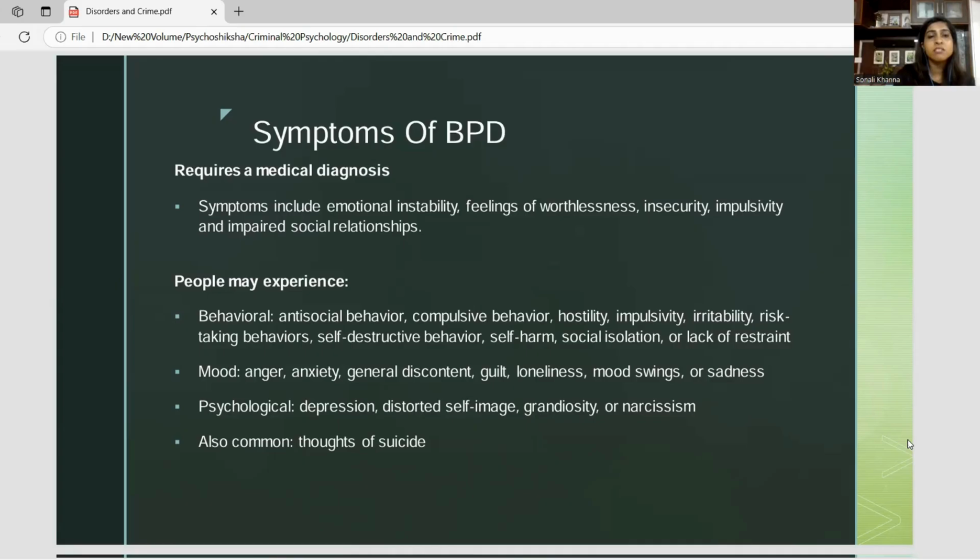People may experience behavioral symptoms, for example antisocial behavior, compulsive behavior, hostility, impulsivity, irritability, risk-taking behavior, self-destructive behavior, as I told you, self-harm, social isolation, and lack of restraint. Anger, anxiety, guilt, loneliness, mood swings, and sadness are the common moods that can be found in them. Psychologically, depression, distorted self-image, grandiosity, and narcissism. Common thoughts of suicide. So they also come up with thoughts of suicide. As I told you, in depression it was a lot like that. It is similar, quite overlapping, but not exactly similar.